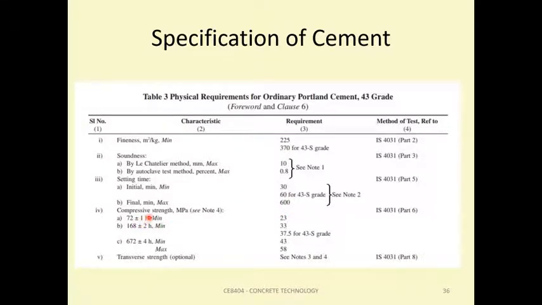The compressive strength for the 43 grade cement at 3rd, 7th and 28th day should be 23, 33 and 43 megapascals. The tensile test is optional. It mainly depends upon the compressive strength.